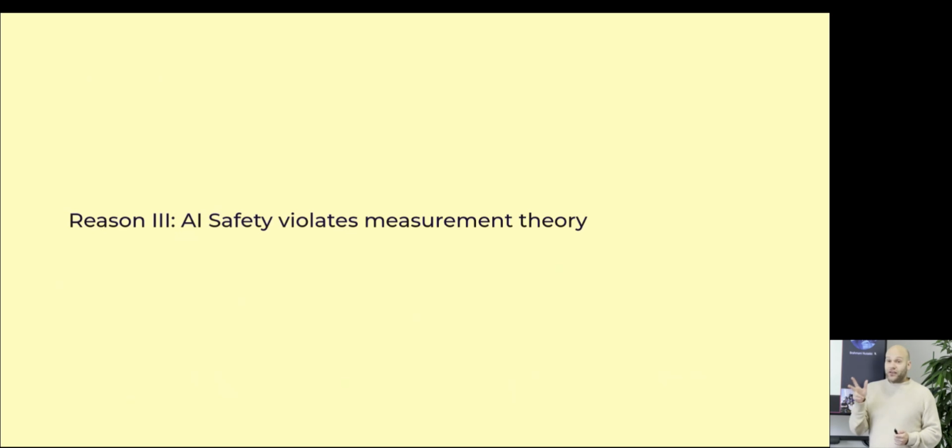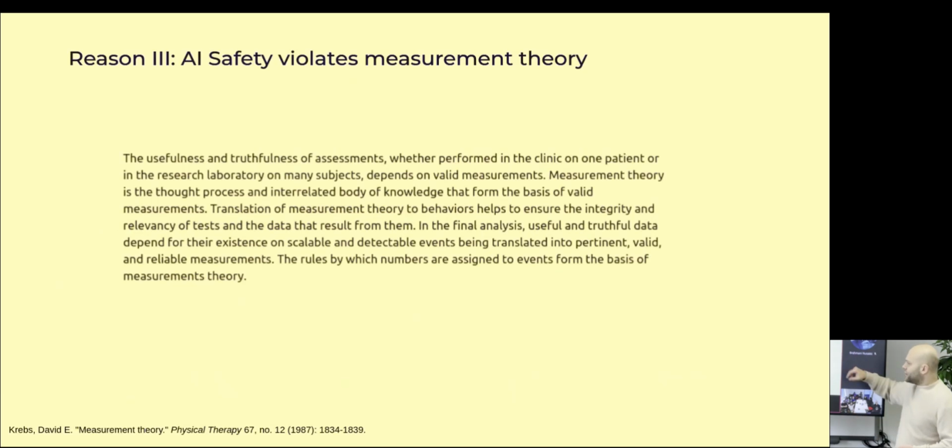Now, reason number 3 why AI safety benchmarks don't measure safety. AI safety in itself violates measurement theory. What is measurement theory? This is an abstract from an old medical paper. It's practically the thought process and the rules we deploy to assign numbers to a specific social phenomenon. And why do we need it? We need it so we can understand the usefulness and truthfulness of a specific scientific theory or a mathematical model.